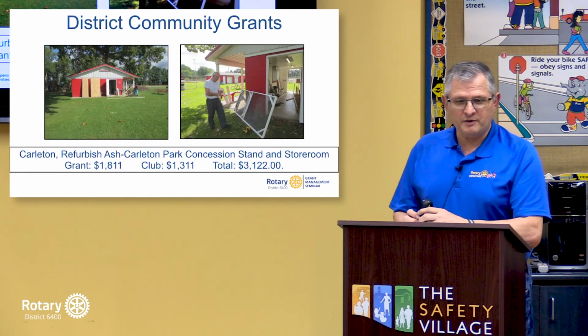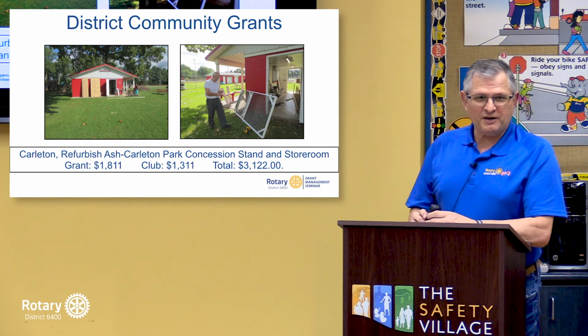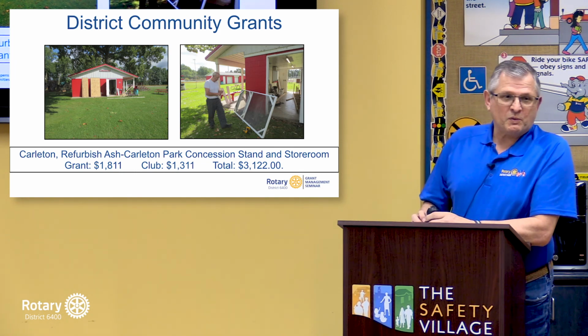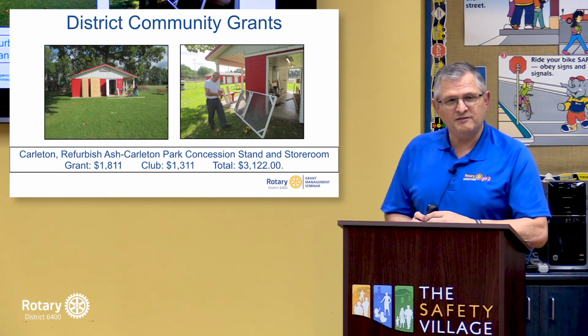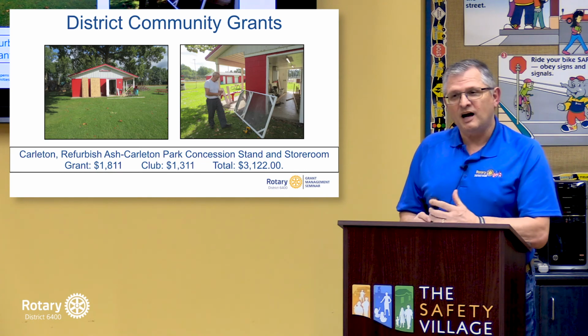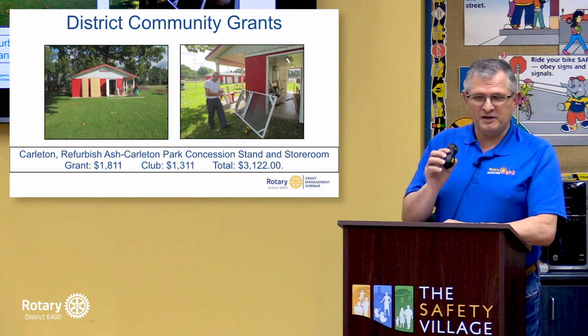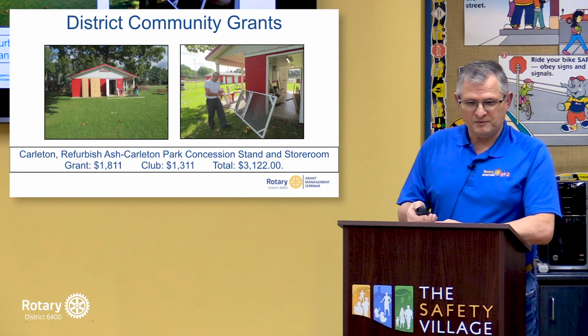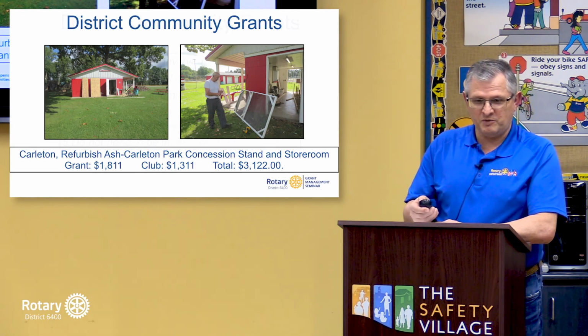This is Carlton. They refurbished the Ash Carlton Park concession stand. You see a Rotarian at work. The grant was for $1,811. The club put in $1,311. The total project, $3,122. Notice the Rotarians have to be involved in these district community grants. They can take place in your community here or in an international community.